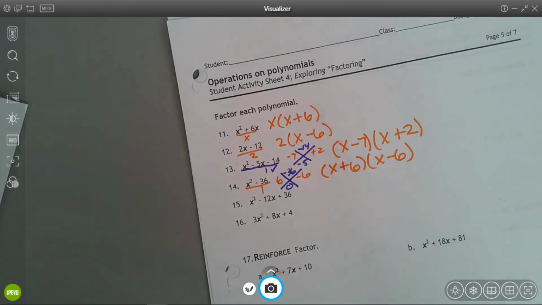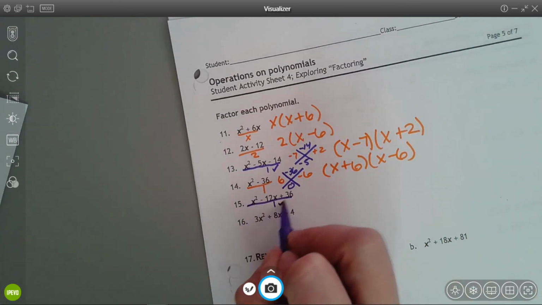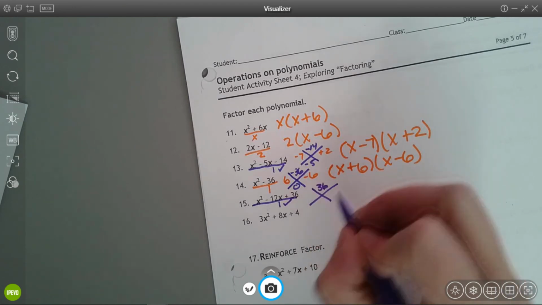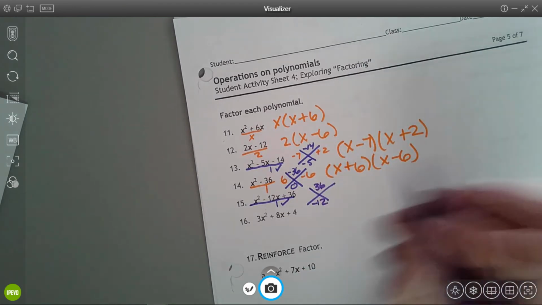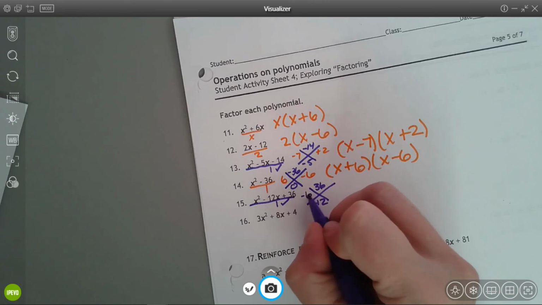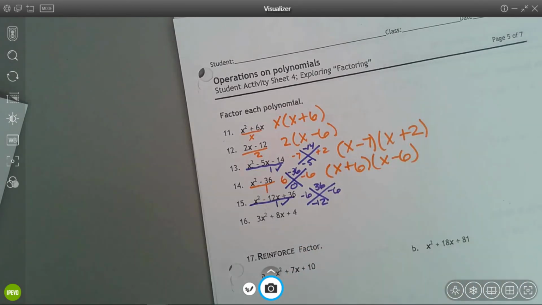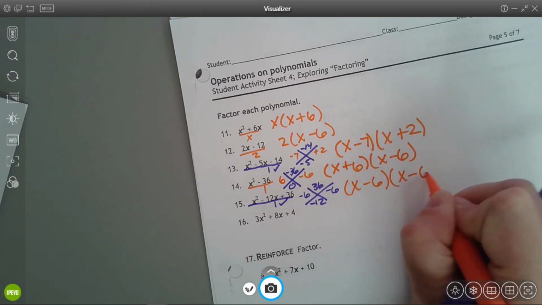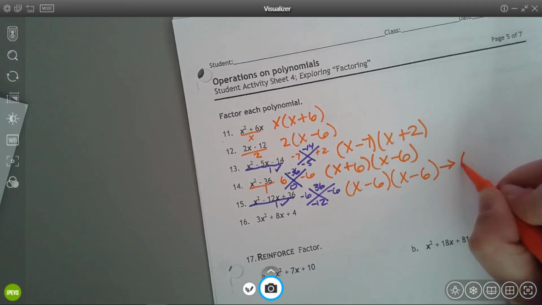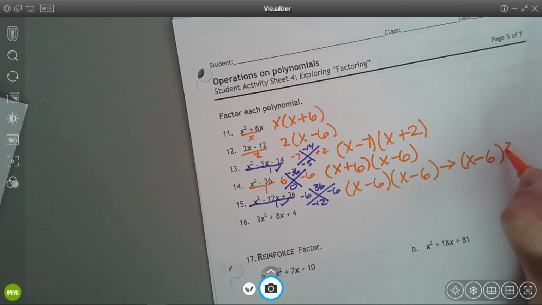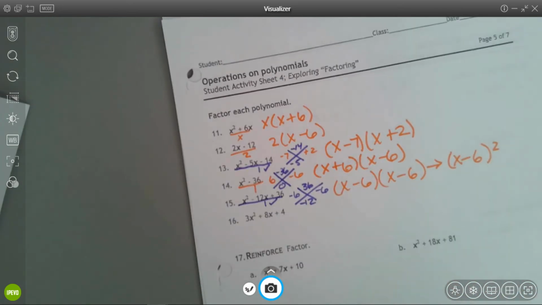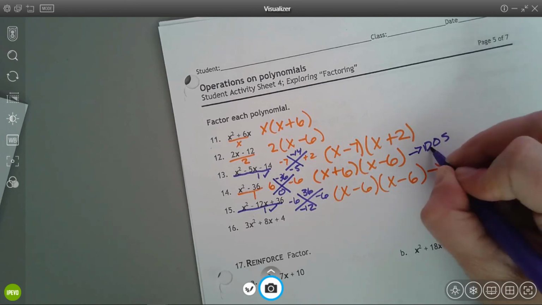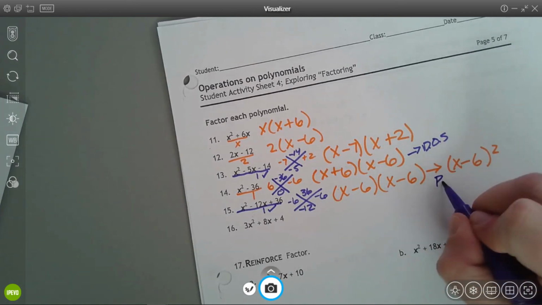Now this one, check it over. 1, done. Make my propeller here. What multiplies to make 36 but adds to negative 12? That's going to be negative 6 and negative 6. x minus 6 times x minus 6. We can also rewrite this as x minus 6 squared because it is a perfect square trinomial. This is our difference of squares. This is our perfect square.